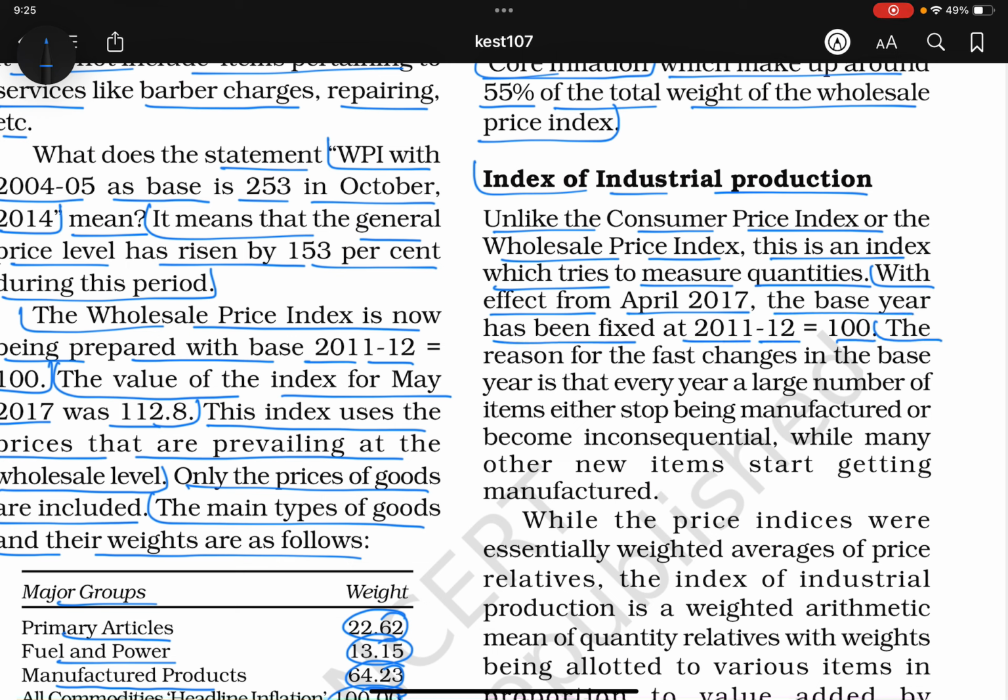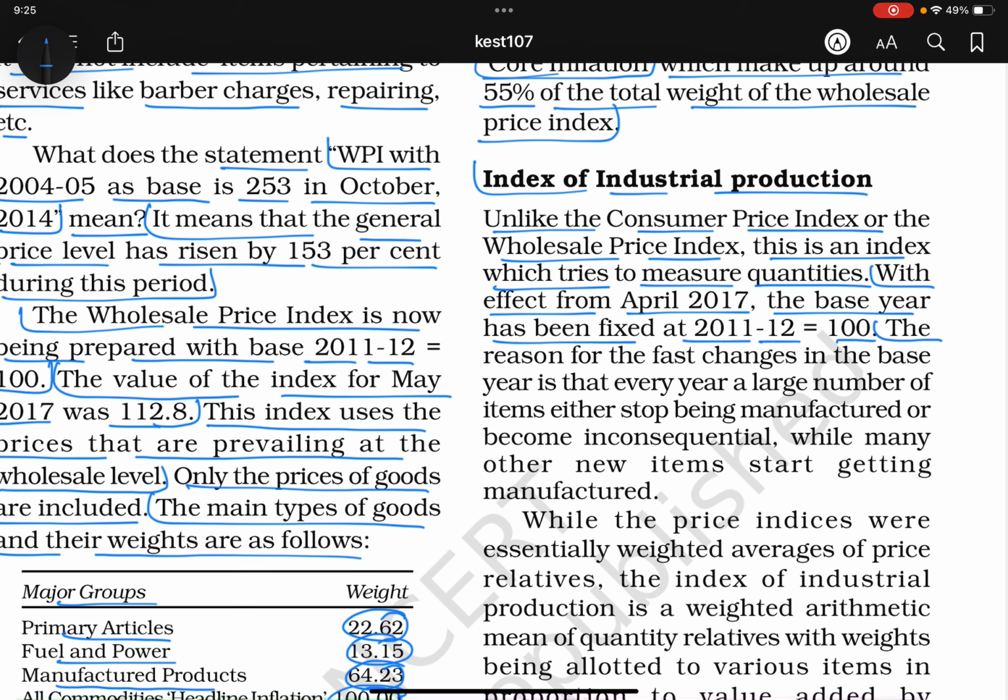The reason for the fast changes in the base year is that every year a large number of items either stop being manufactured or become inconsequential, while many other new items start getting manufactured. While the price indices were essentially weighted averages of price relatives, the index of industrial production is a weighted arithmetic mean of quantity relatives, with weights being allotted to various items in proportion to value added by manufacture in the base year by using Laspeyres' formula.